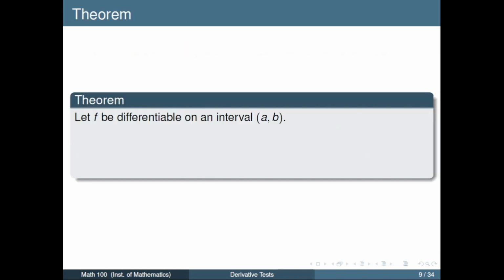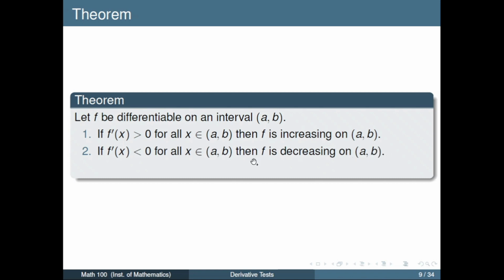Okay? And so we have this theorem. Let f be differentiable on an interval AB. The first one, which was our first case earlier: the slope of our tangent line when increasing is always positive. But again, the slope is just the derivative at that point. Hence, if f prime of x is greater than 0 for all x in your interval, then f is increasing on that interval. Okay? Similarly, if f prime of x is less than 0 for all x in that interval, then f is decreasing on that interval.